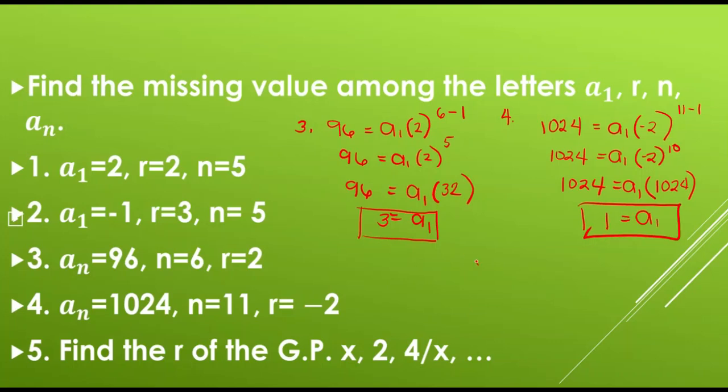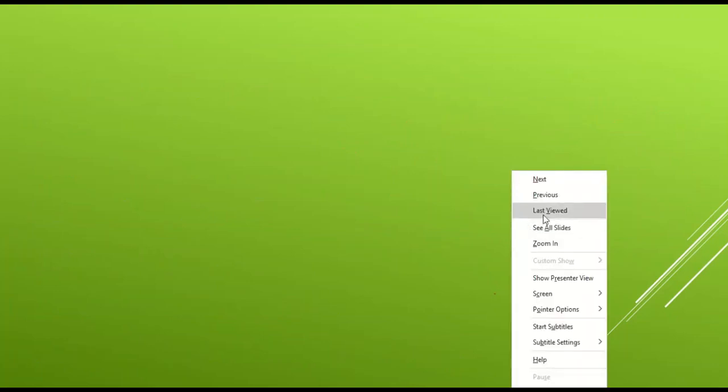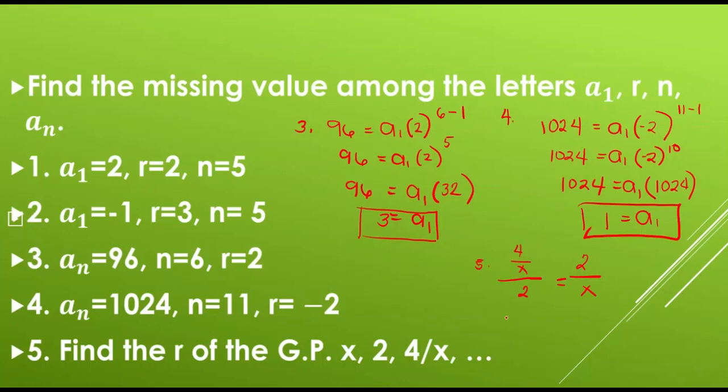Next, last number 5. Find the r of the geometric progression. So to get the r, it's the third term divided by the second term, and the second term divided by the first term. Next, it will be 4 over x times the reciprocal of 2, which is 1/2, which is 2 over x. So this one is 2 over x. Therefore, they are equal and they are your common ratio. So your common ratio is 2 over x. Is that clear? I hope so.